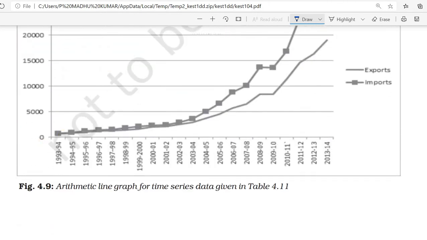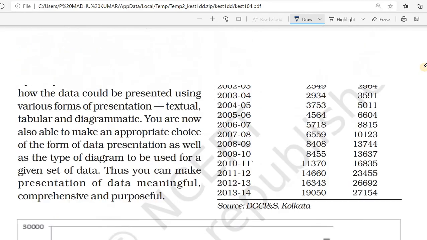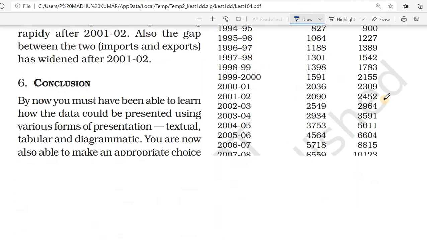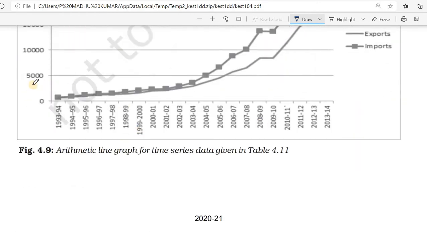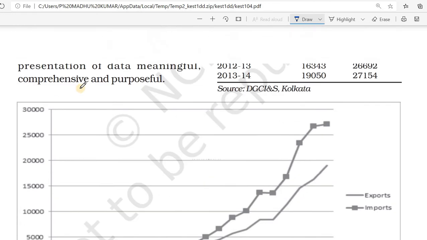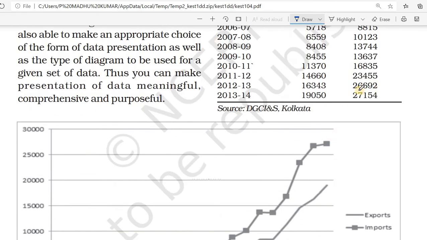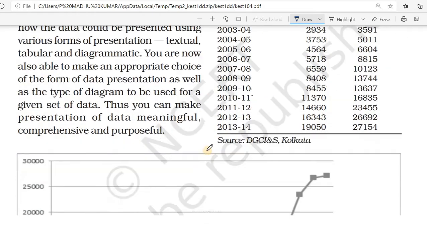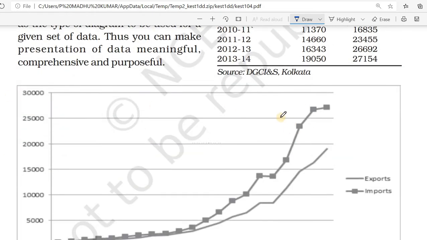Then first we need to mark the points 1993, 94, 95, like that. We need to mention years. Then here we need to check which one is the highest value and which one is the lowest value. Okay, here we started from 0 to 5000, up to the highest value, which is near 26,000 something. Then we need to mark up to at least 30,000.